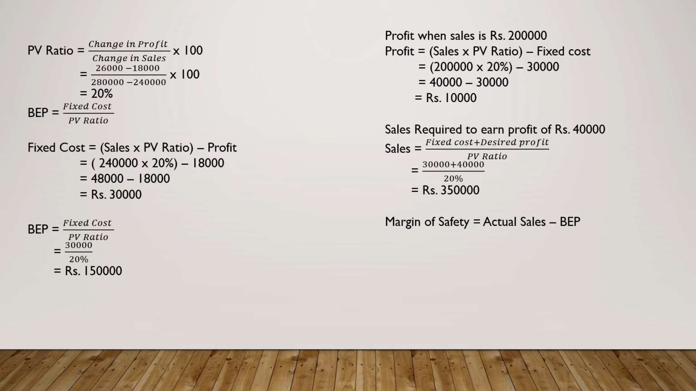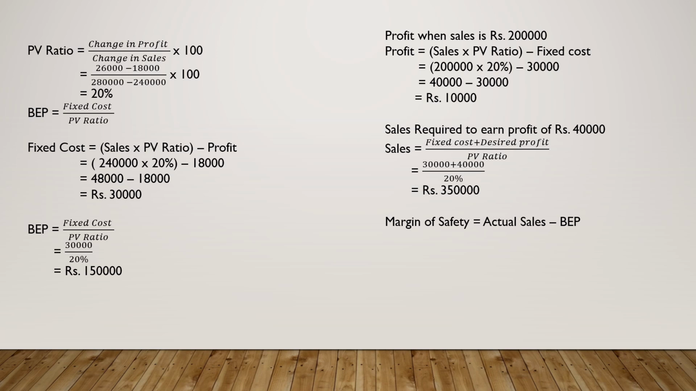That is 1,50,000. Now for margin of safety, actual sales minus break even point. So now the sales are different in this question. First year the sales is different, for the second year the sales is different. So first year sales is 2,40,000. Second year sales is 2,80,000. But the break-even point is same in both the cases, which is 1,50,000. So the question will demand margin of safety of any one of them.